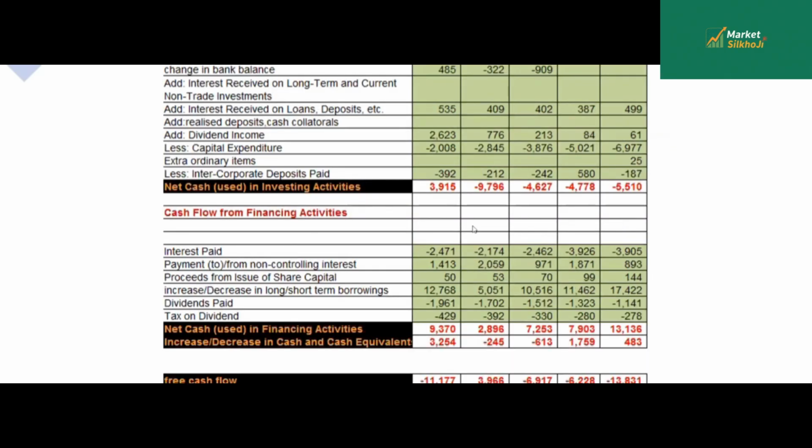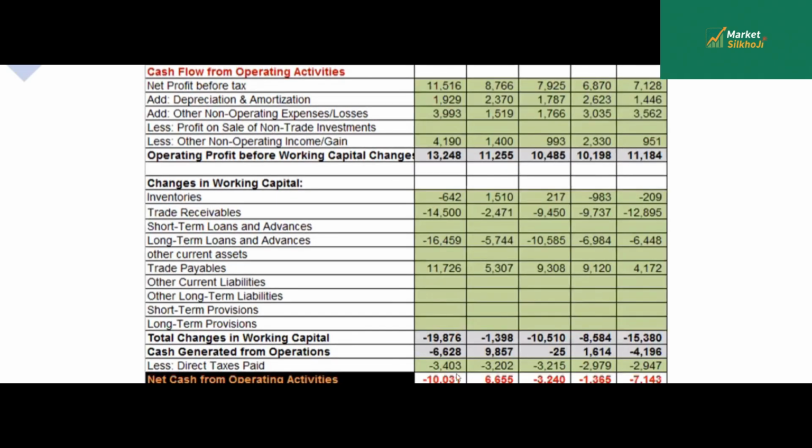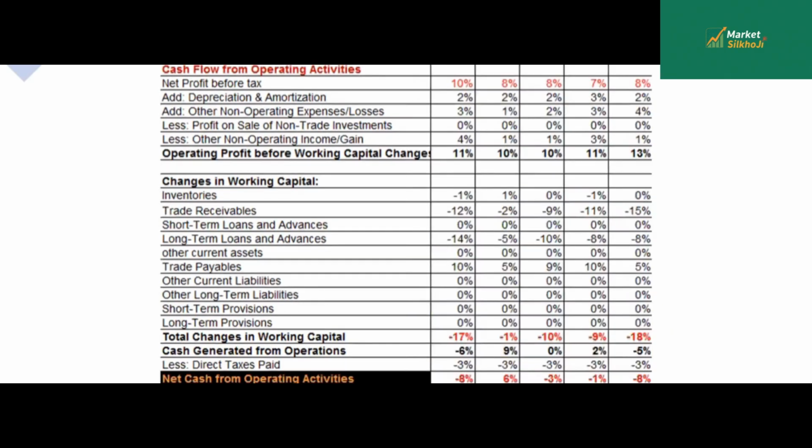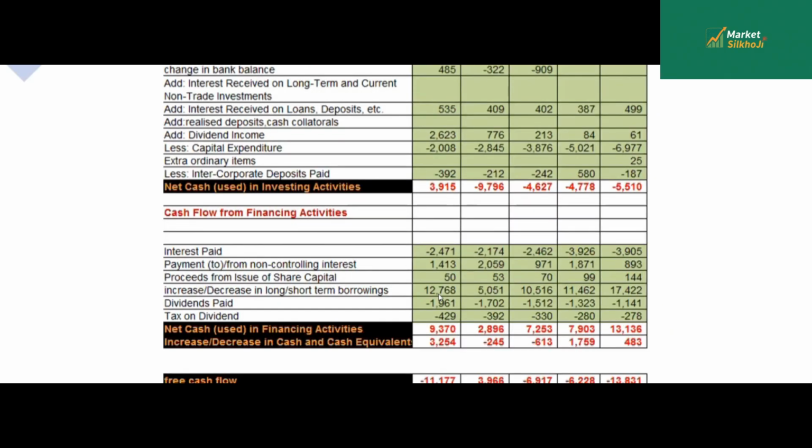Next, as you can see here, they are spending some money as capex. 2,000, 3,000, 4,000, 5,000, 7,000. But the question is, when the cash flows are negative, how are they able to invest in capex? Because they are not generating cash, right? How? Here you can see consistently they are borrowing a lot of money, 12,700 crores, 5,000, 10,000, 11,000, 17,000. So in these 5 years itself, some 55,000 crores they have borrowed.